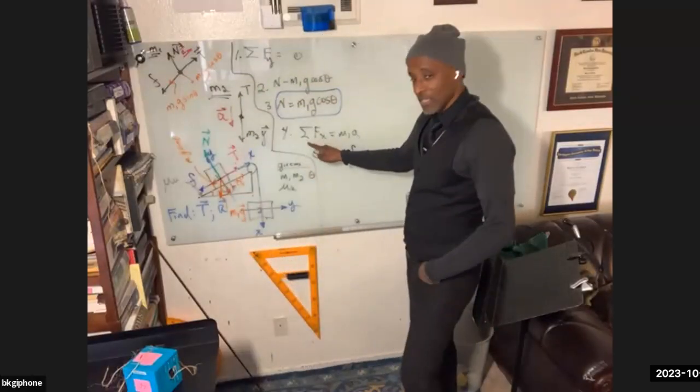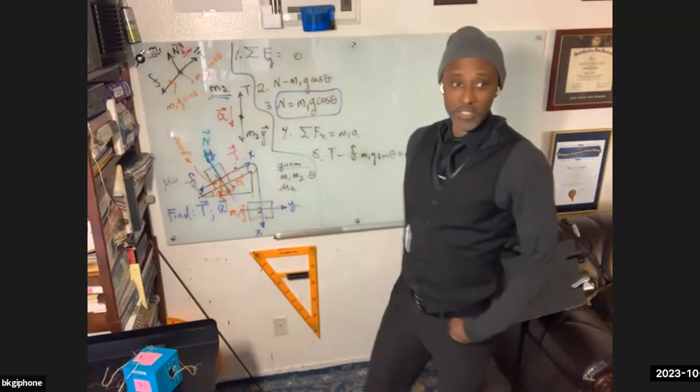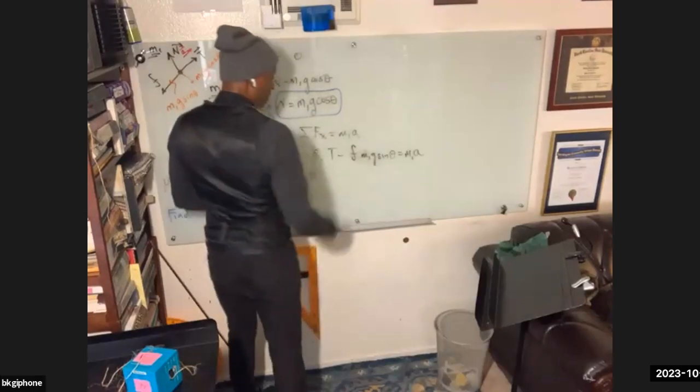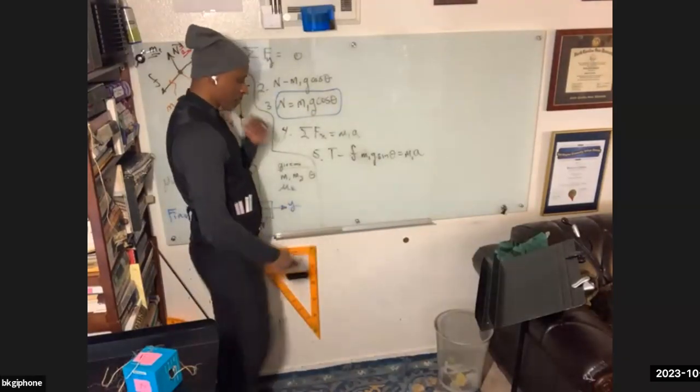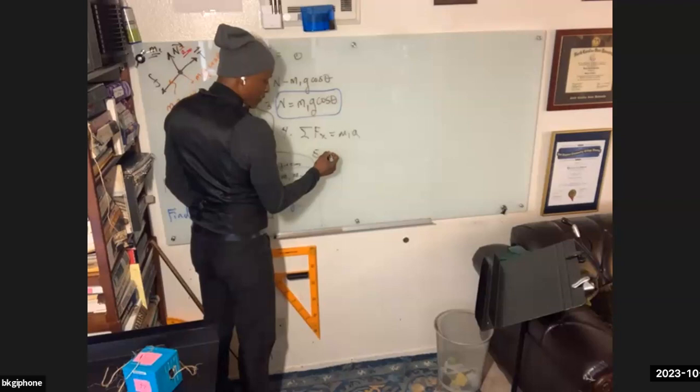This summation means adding them. It's a superposition. Okay, so tell me, correct it again. So we have T. Would it just be minus F minus M1G sine theta? Yeah, you're overthinking it.